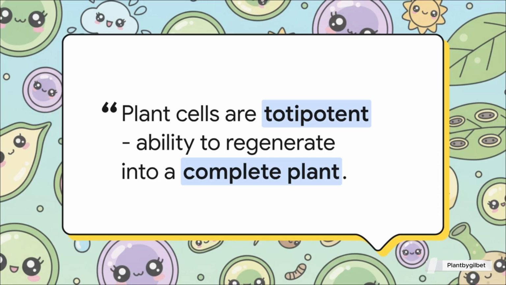It means a single specialized cell, from a leaf, a stem, anywhere, has all the genetic information it needs to grow into an entirely new plant. Yeah, you heard that right. One cell can become a whole new organism. It is absolutely mind-blowing when you think about it.